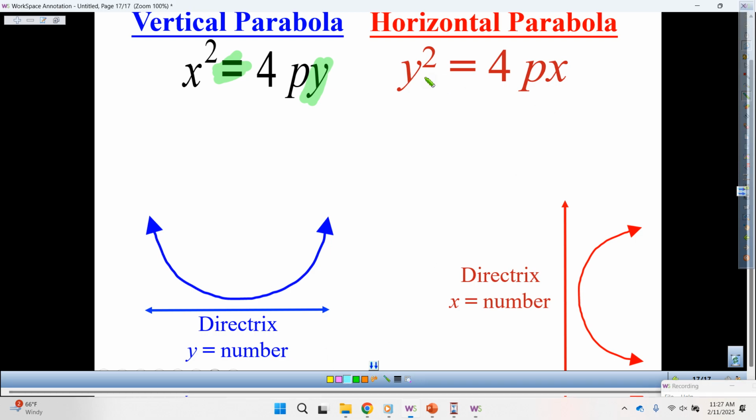However, look at the horizontal parabola. You have the y squared. However, you have what? X equals. Now, why is that going to help me, Mr. Q? Because the directrix, the line, starts with x equals for the horizontal, which means for the vertical, the directrix starts with y equals a number. And you need to remember this formula: x squared equals 4py, y squared equals 4px.